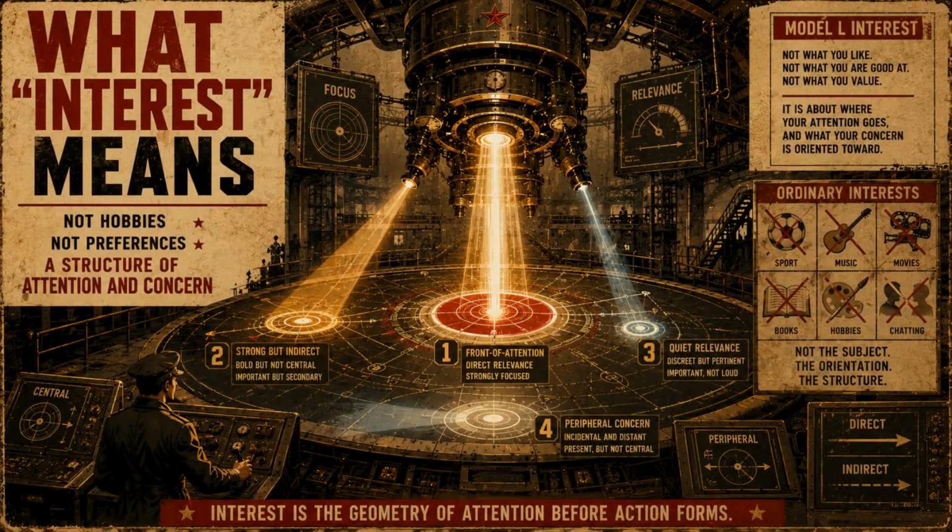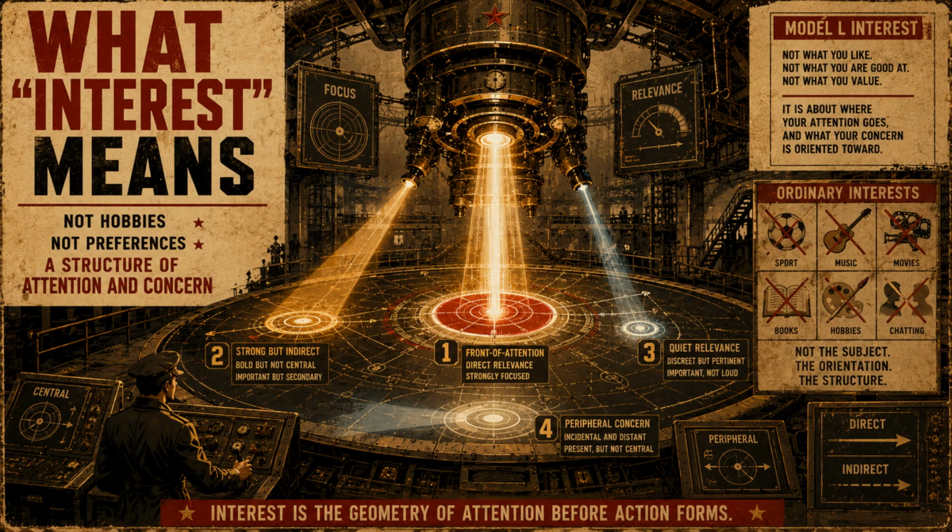The word interest can be misleading at first. In ordinary speech, we use it to mean the things someone likes, their hobbies, favorite topics, or personal fascinations. But in Model L, interest is not mainly about content. It is about orientation. A function can be drawn into attention strongly or handled more discreetly. It can be tied to something the type treats as genuinely relevant, or it can remain more incidental to the main line of concern. So interest describes a kind of attentional geometry.